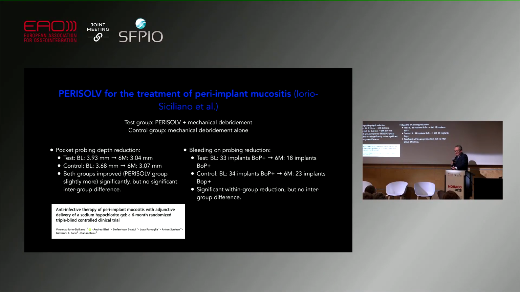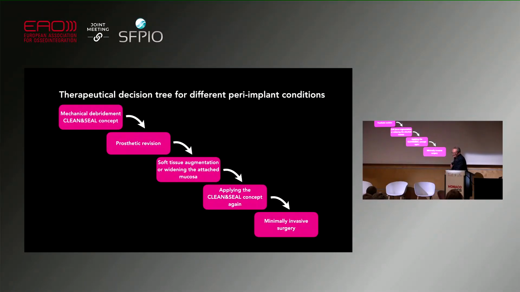Some early studies before using the CLEAN&SEAL concept were the Peri-solve additional evaluations. One of our friends, Vincenzo, presented this data, and it can help us to get a better healing, but not significantly. The Peri-solve is very effective to clean the inflamed tissues, but its longevity is not given after 6 months. So for a 6 months healing time, this is not enough.